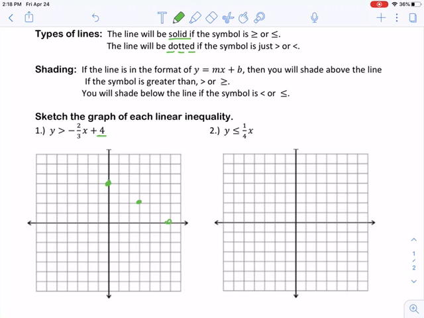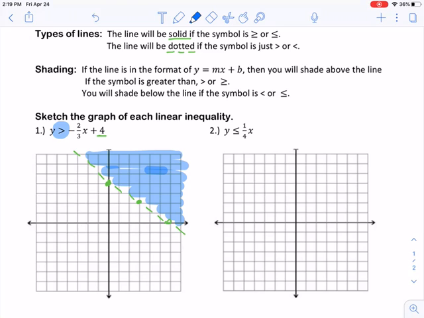I can then go ahead and draw my line in, which is just going to be a dotted line, since it's just a greater than symbol. Now I have to decide whether I want to shade above or below. Notice that the symbol is a greater than symbol. So if it's greater than, I'm going to shade above the line, which tells me that all the points in this shaded region will be answers to my inequality.